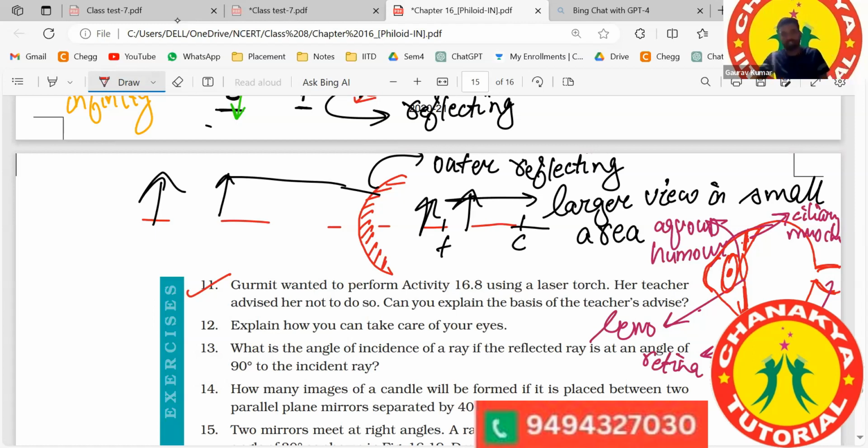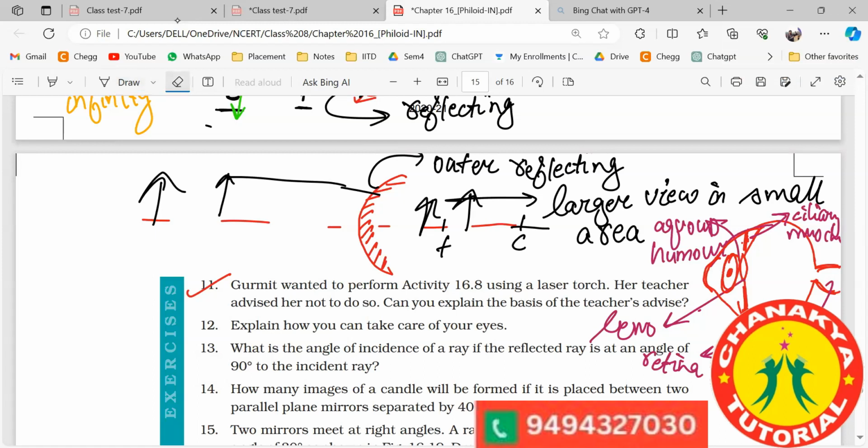Okay, you guys do your diagram from the textbook. Okay. Yes, sir. Now, 11th question. Gurmit wanted to perform activity 16.8 using a laser torch. Her teacher advised her not to do so. Can you explain the basis of the teacher's advice? Sir, the teacher advised her not to do so because if we point the laser in the eye, it can cause a permanent defect in our vision. Yes.